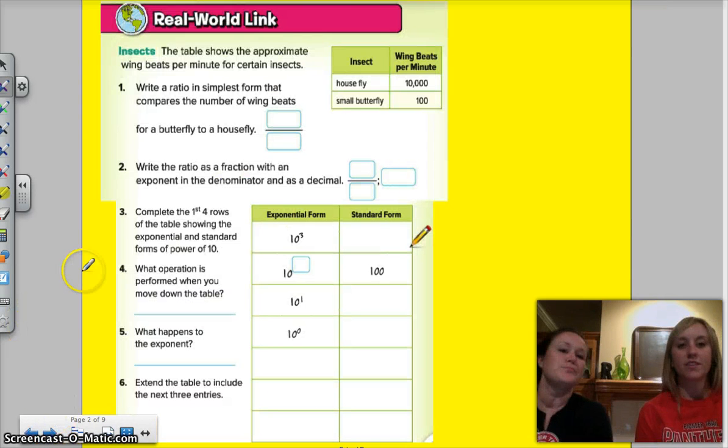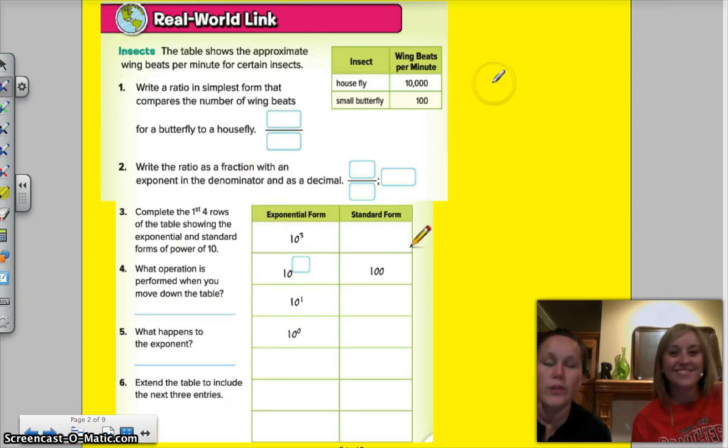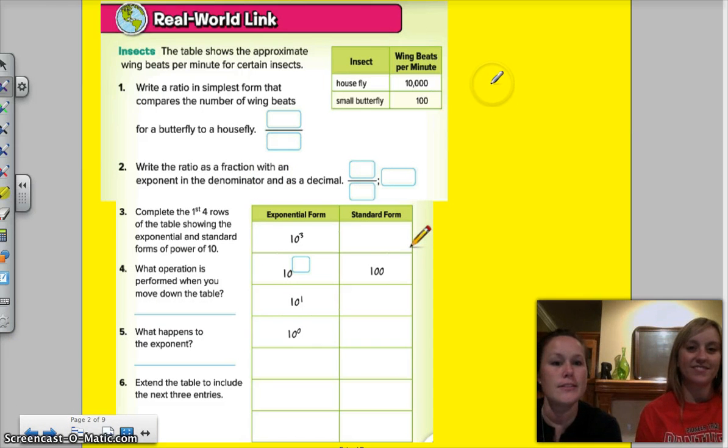Okay. Starting off with a real world link like always. So we're talking about insects this time. The table shows the approximate wing beats per minute for certain insects. So you can see there's a housefly and they have 10,000 wing beats per minute, and then a small butterfly has 100. All right, so it says write a ratio in simplest form that compares the number of wing beats for a butterfly to a housefly.